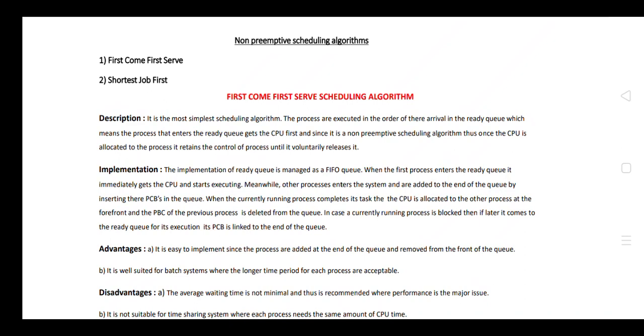The moment the first process comes to the ready queue, the CPU is assigned to that process, and while that process is executing, the other processes can come and stand in a queue. Whenever the first process gets completed, the next process in the queue gets the CPU. Now how to implement this?